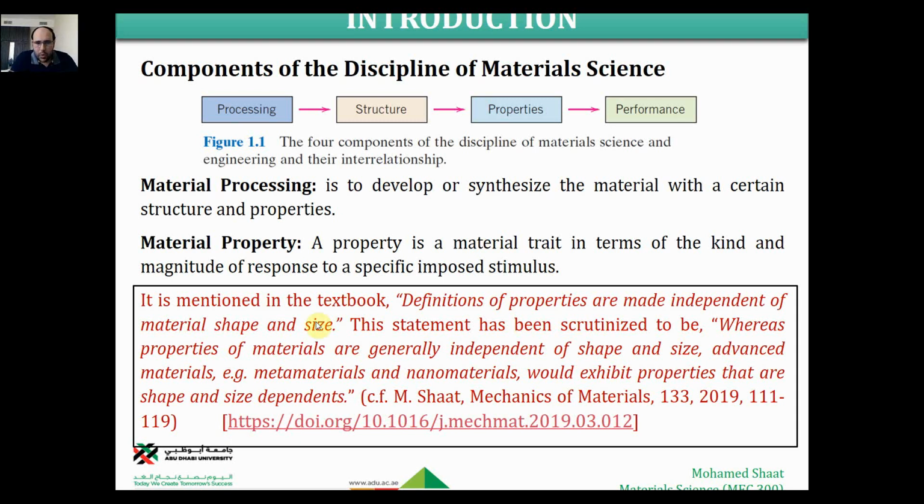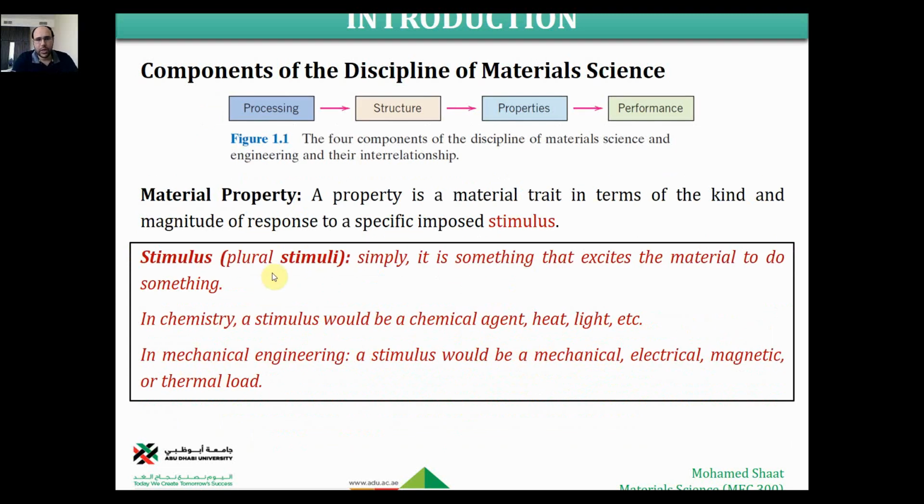Let us start first. What does stimulus, or stimuli, mean? A stimulus is anything that excites the material to do something, anything that is going to enforce the material to do something. For example, take a human being: if somebody pushed you, the pushing is a stimulus to you. Based on the push that you get, you're gonna react. So there is an action and there is a reaction.